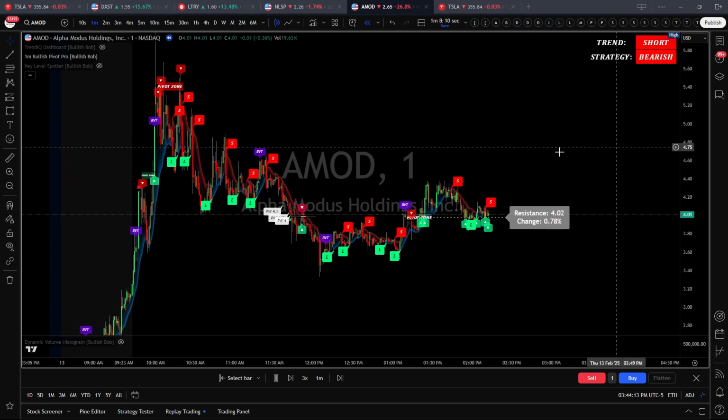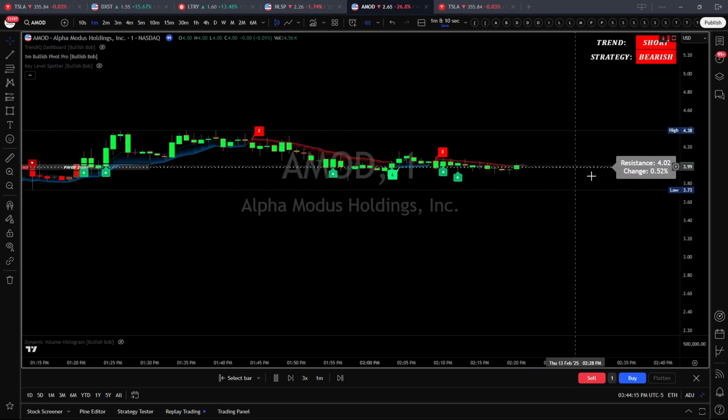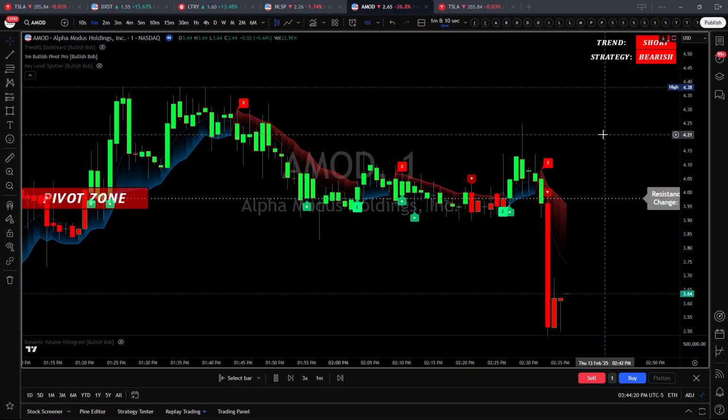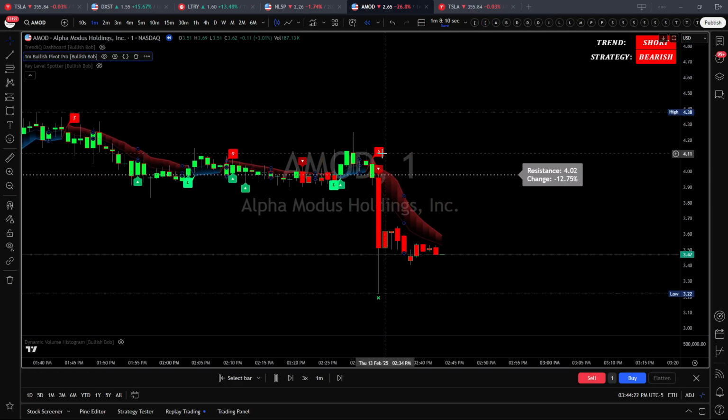Now, this is how it's going to be throughout the day, guys. You're going to get these signals. You're going to see those green candles, those red candles. Red candles are bearish momentum. You see right there, all of a sudden we're pulling back. You see that short signal.